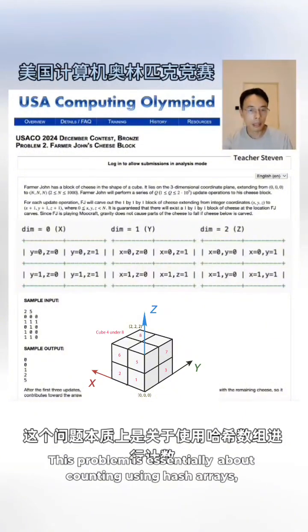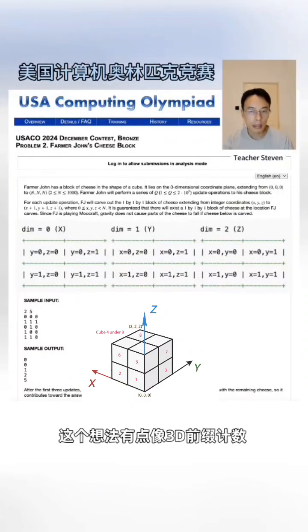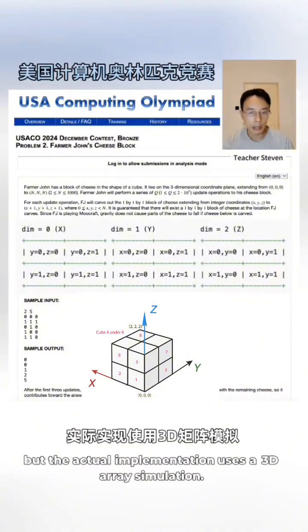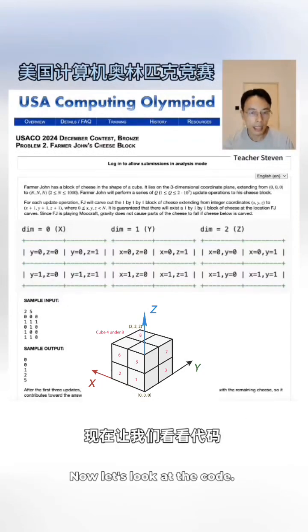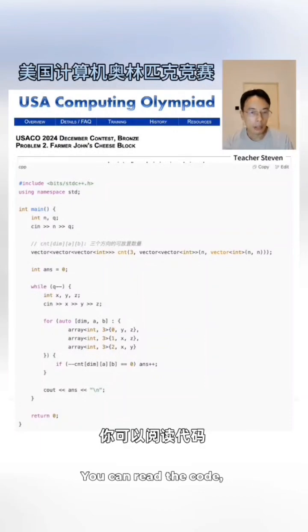This problem is essentially about counting using hash arrays, not dynamic programming. The idea is somewhat like 3D prefix counting, but the actual implementation uses a 3D array simulation. Now let's look at the code. The most important part is the definition of the three-dimensional array. You can read the code.